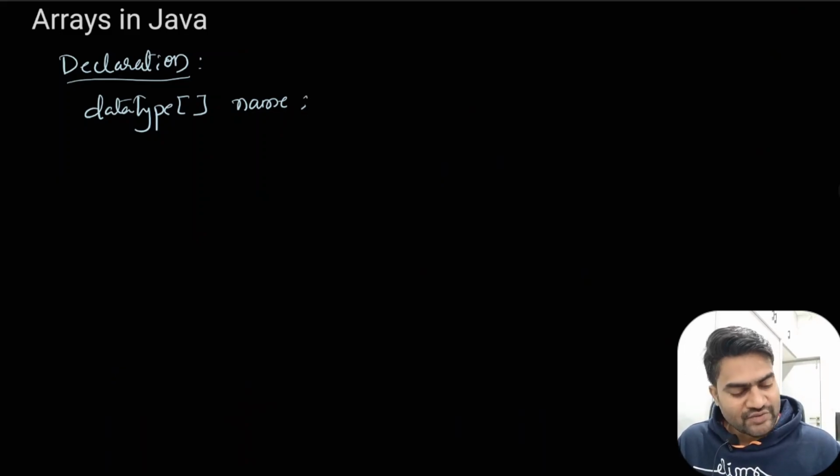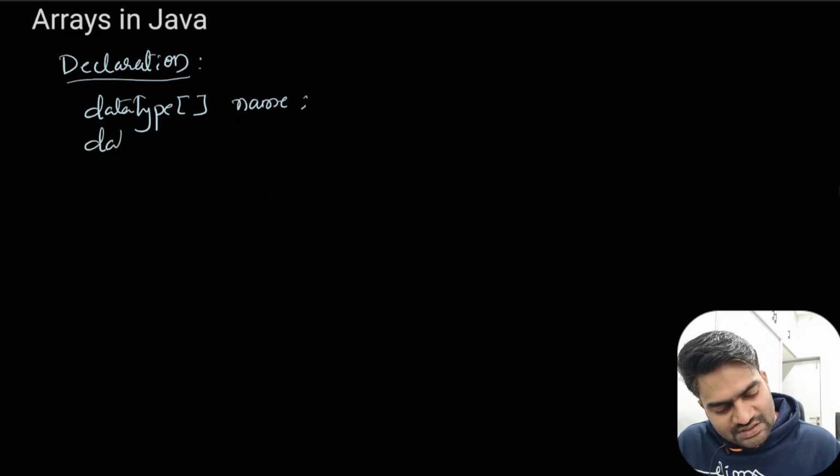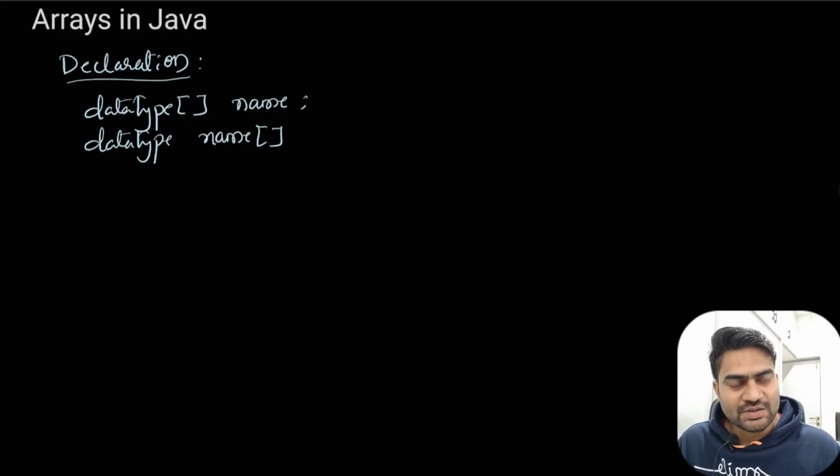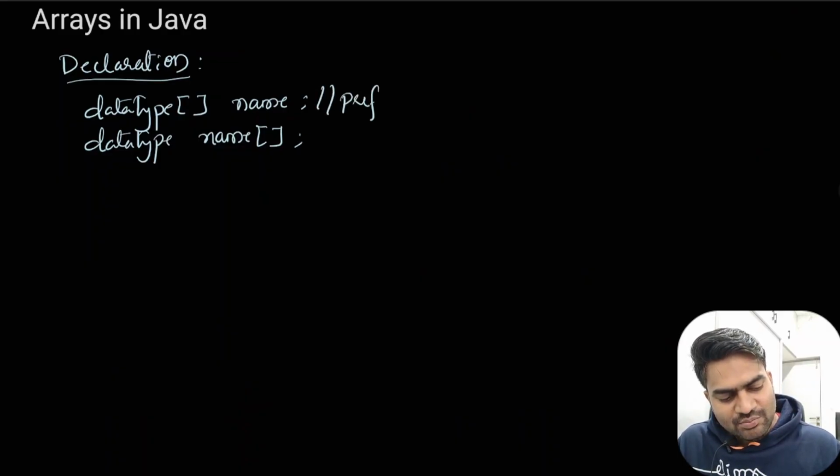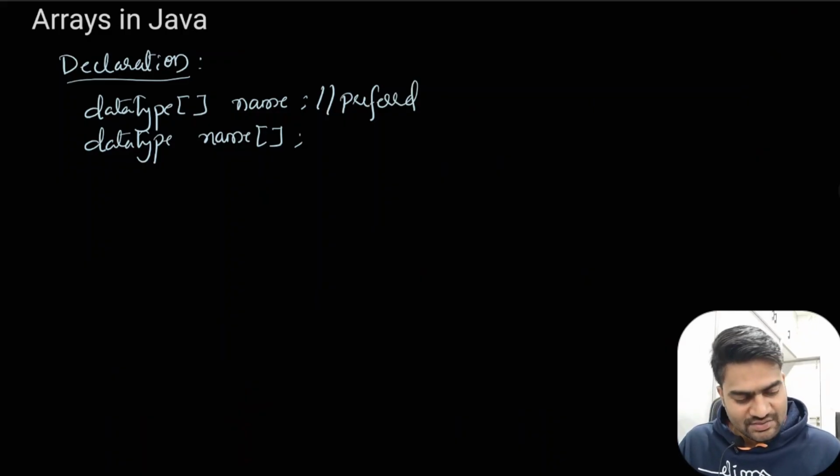There is one more way where we can use the data type, then the name, and after the name we can give square brackets. Ideally, this is the preferred way since it is more readable. This is basically the dynamic declaration. What exactly does dynamic declaration mean? We are not declaring any size in this case.